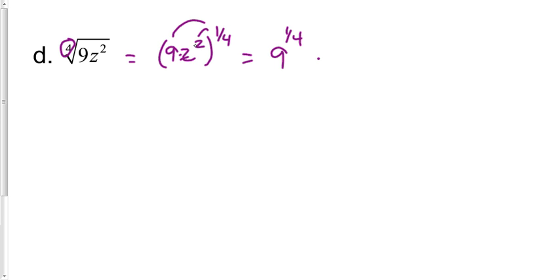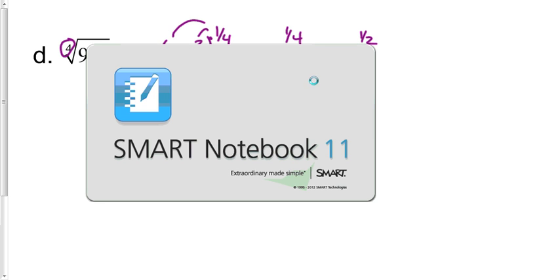Now if I take z squared to the 1/4 power, again, that's a power to a power, I can multiply them together. 2 times 1/4 is a half, so I've got z to the 1/2 power. That's where I'm at. 9 to the 1/4 and then z to the 1/2, and I got that by multiplying.